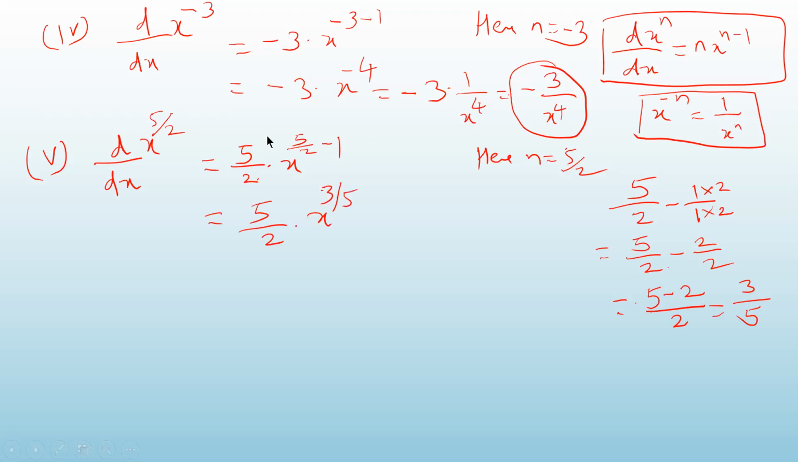Okay. Once again, I will explain this. Derivative of x to the power 5 upon 2. Look at the power of x. It is 5 upon 2. So n is equal to 5 upon 2. Apply your formula for this derivative. Derivative of x to the power n is n into x to the power n minus 1. N is 5 by 2. So 5 by 2 into x to the power 5 by 2 minus 1. So you have to simplify now 5 by 2 minus 1.